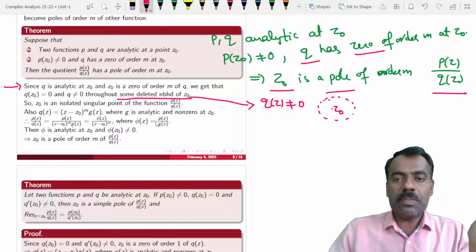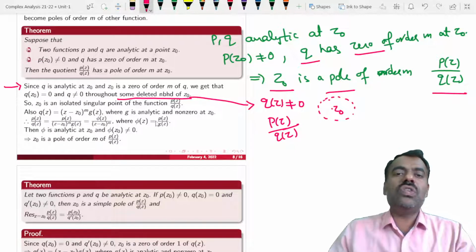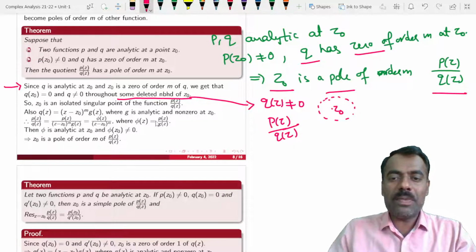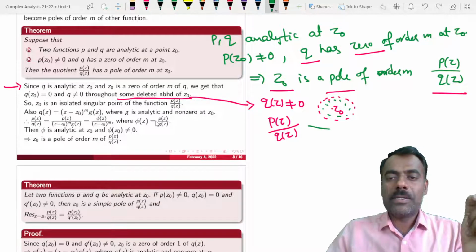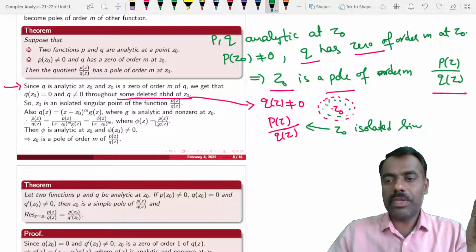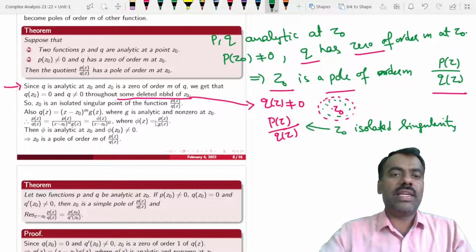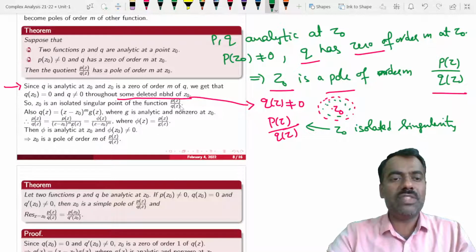Now if you take this p of z by q of z, for this clearly z naught is a singular point. Z naught is a singular point for this p of z by q of z, okay? And we are able to find some neighborhood where this q of z is non-zero. So therefore this p of z by q of z is analytic everywhere in this deleted neighborhood. That means this z naught is an isolated singularity. That means we are able to separate that singularity for this function p of z by q of z, right? So therefore z naught is an isolated singularity of this function p of z by q of z.